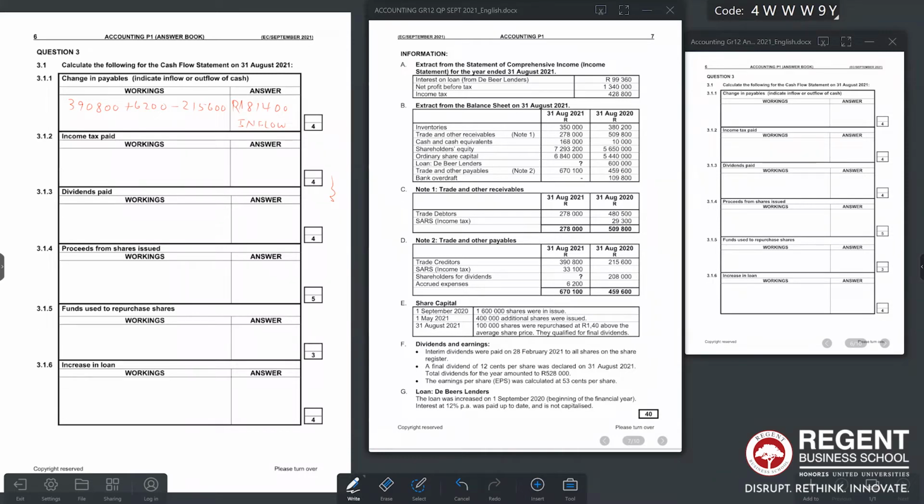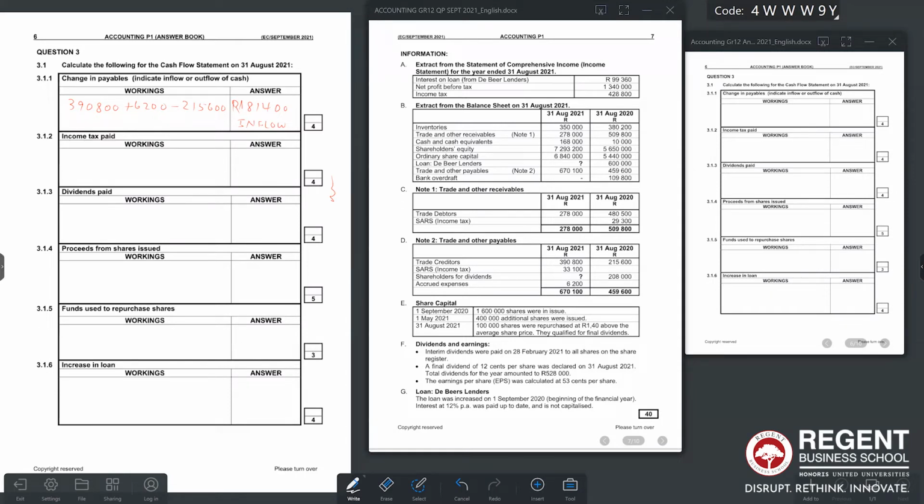SARS income tax under information D. On the second line, I've got SARS income tax 33,100 under payables. That means I didn't pay SARS all the money that I was owing them. So I paid them short 33,100. So let's go through this. I'm supposed to pay them according to my income statement. Extract of my income statement.